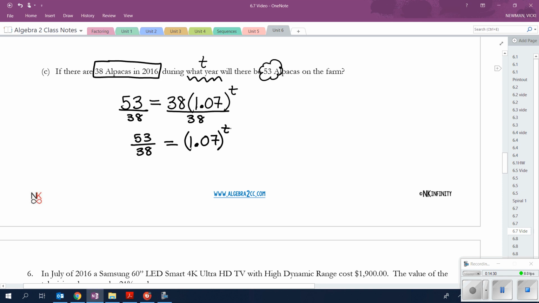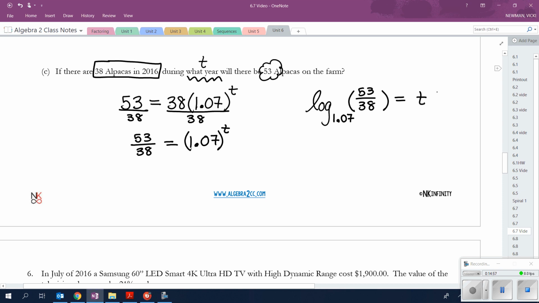Now, t is in the exponent. Can I get a common base? Nah. So what do I have to do? Change the form to log form. So log, what's the base? 1.07. What goes in the parentheses is equal to t.